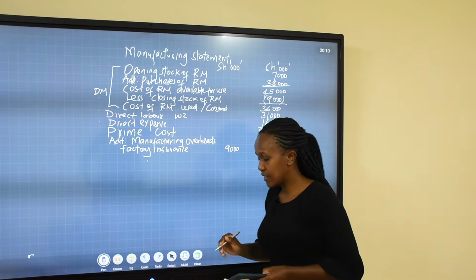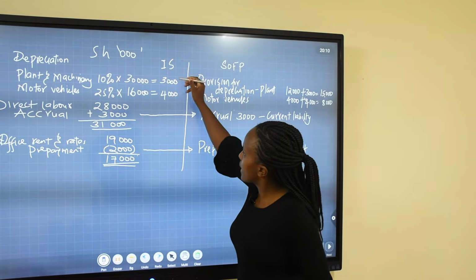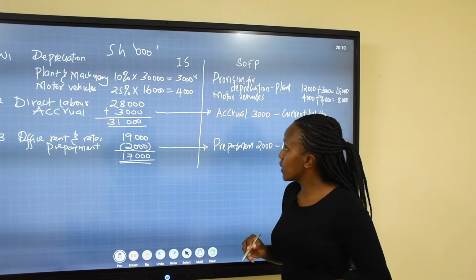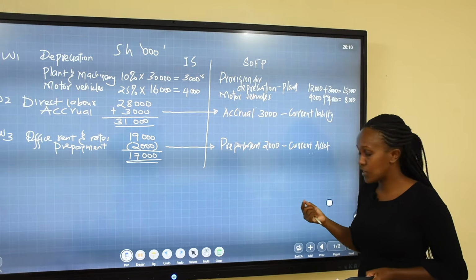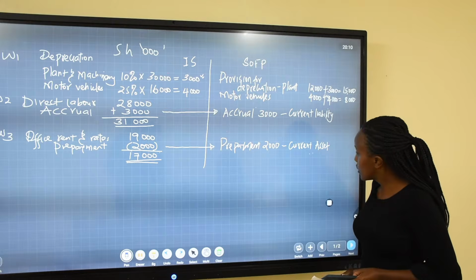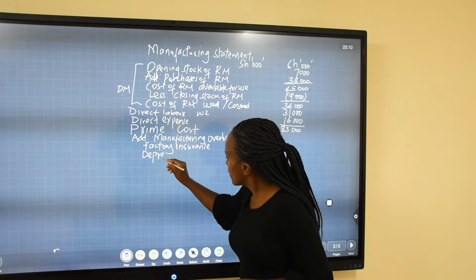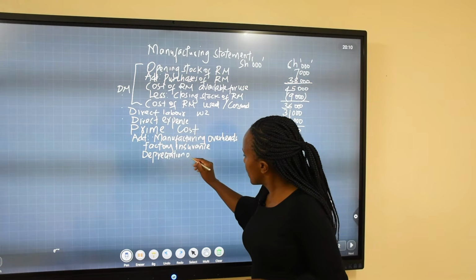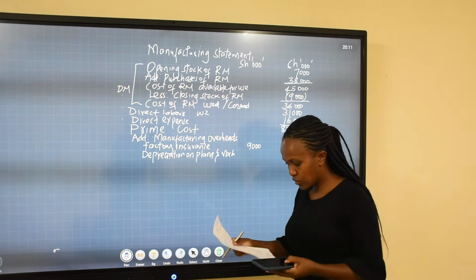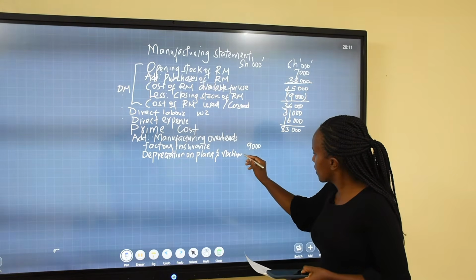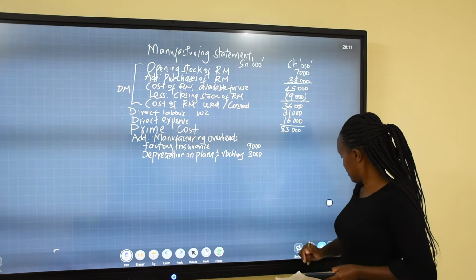Another manufacturing overhead that we have here in the previous working is the depreciation on plant. The depreciation on plant of 3,000 is going to be a factory overhead. Why? Because plant and machinery is used in the factory, it is used in production. So definitely the depreciation on the plant and machinery is a factory overhead. It is 3,000, and it is from our previous working.